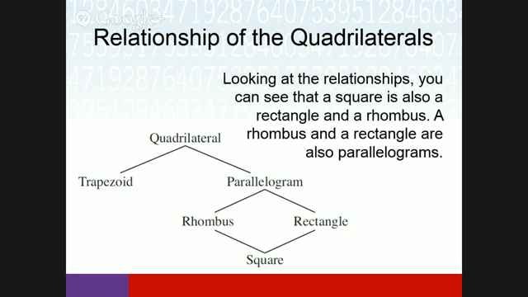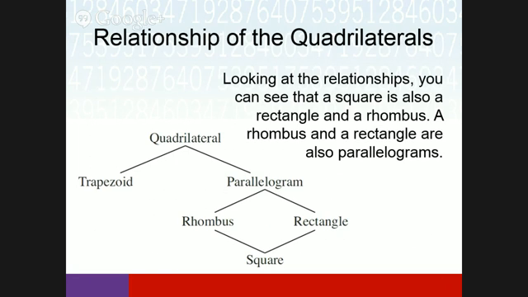So with 2 pairs of parallel lines, a rhombus has all the same length, but the angles aren't the same. And a rectangle, the sides are not the same length, but the angles are 90 degrees. And then you have a square. All squares are also rhombuses, rectangles, parallelograms, and quadrilaterals.